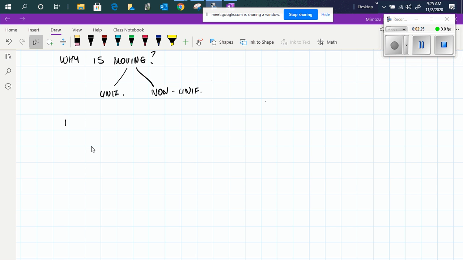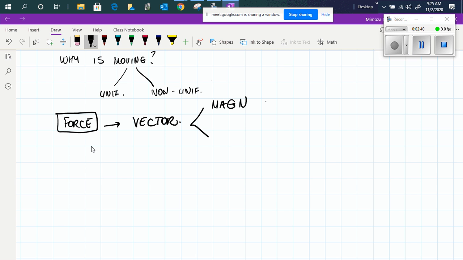So now we have a new concept, that is the concept of force. Force is a vector quantity. We know now that force is a vector quantity. And as a vector quantity, in order to fully describe it, we have to define magnitude and direction, like any vector that we have talked about prior to this.